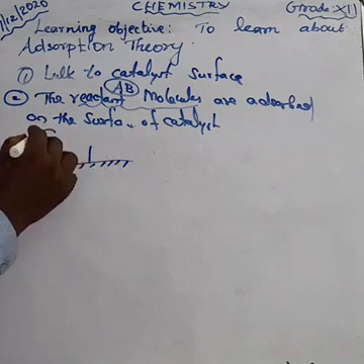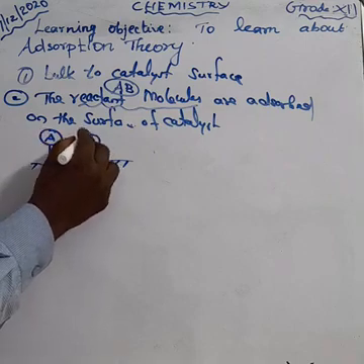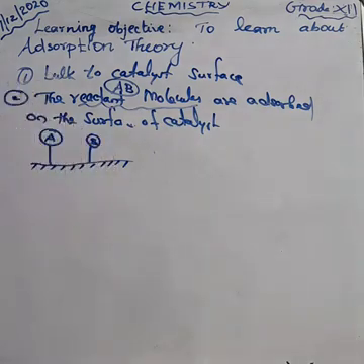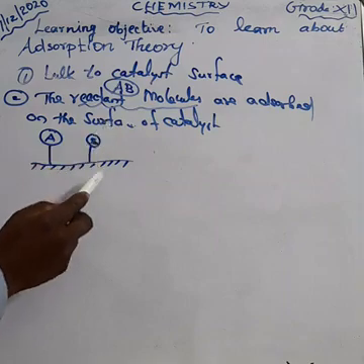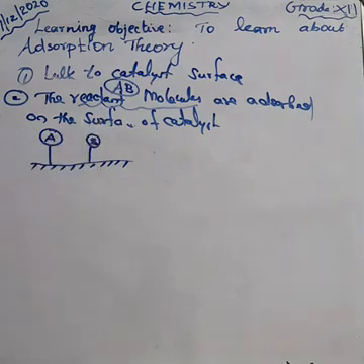One is the reactant molecule A. The other one is the reactant molecule B. Clear? The reactant molecules A and B are adsorbed on the surface of the catalyst. Don't forget that. Now, what is the third point?